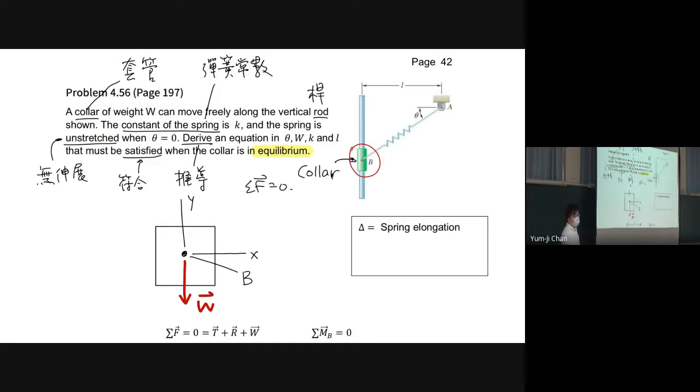Next, this collar can move freely along the vertical rod, so it can move up and down freely. Can it move left and right? No. So we have a force going to the right. Let's write it like this.